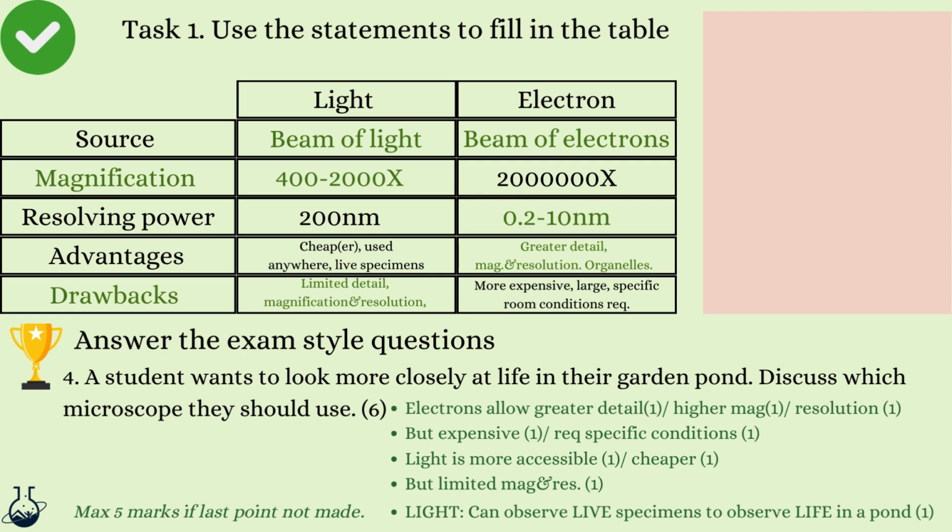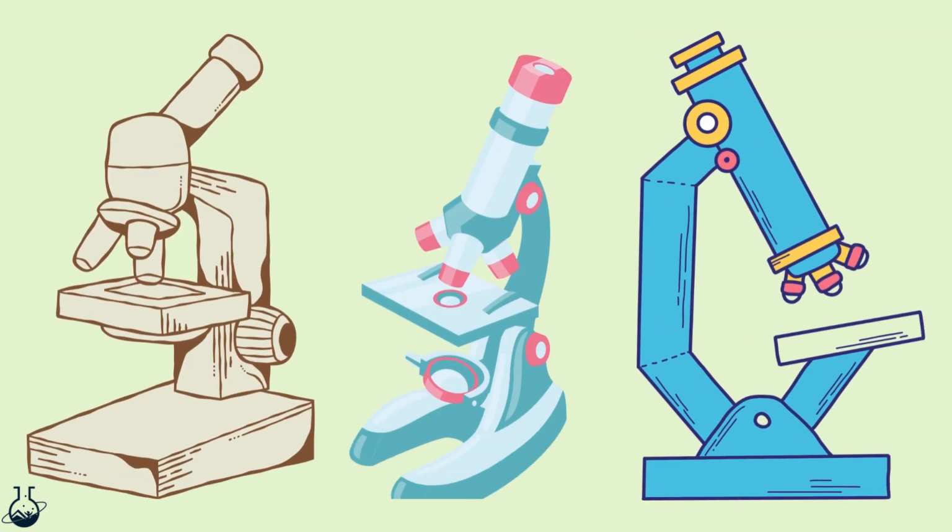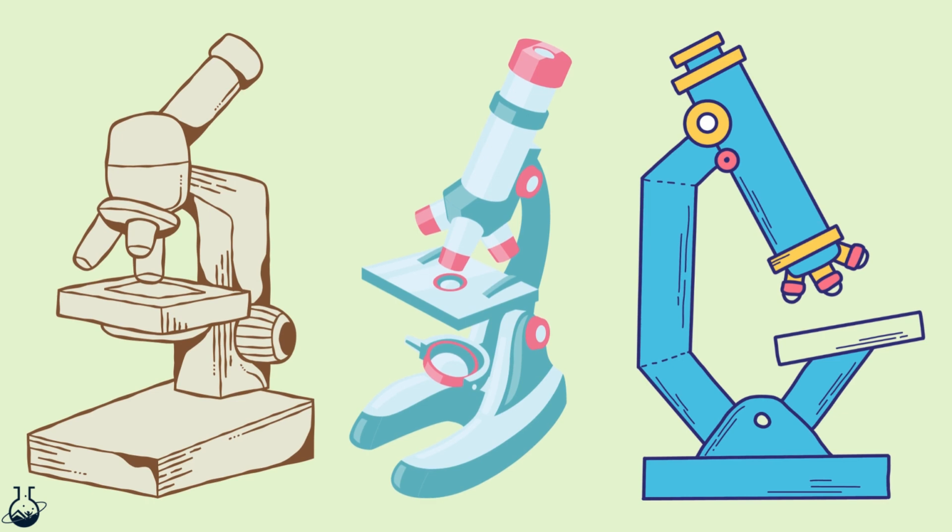Light microscopes can be used to study live specimens, so although electron microscopes have better qualities elsewhere, it is the light microscope that can study living specimens. So let's look at the light microscope in a little more detail, because these are, after all, the microscopes that you are likely to use at some point in school.